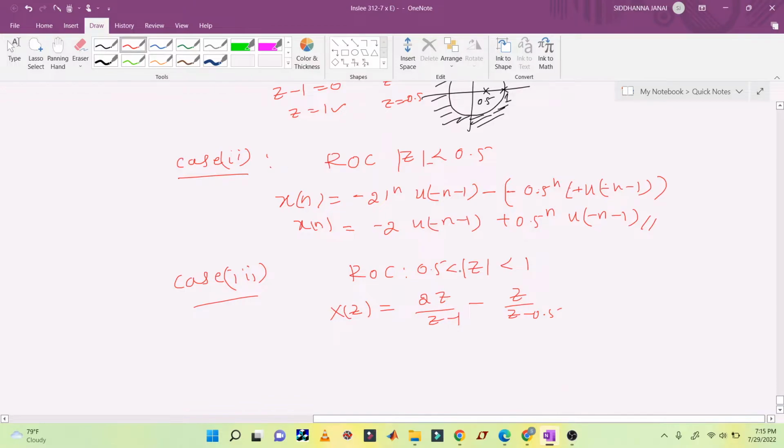In that, z greater than 0.5 means this is a right sided sequence, and z less than 1 means this is a left sided sequence. Why is it so? Let me draw the ROC here. This is the 0.5 pole and this is the 1 pole. The ROC is greater than 0.5 but less than 1, so it is in between these two circles.